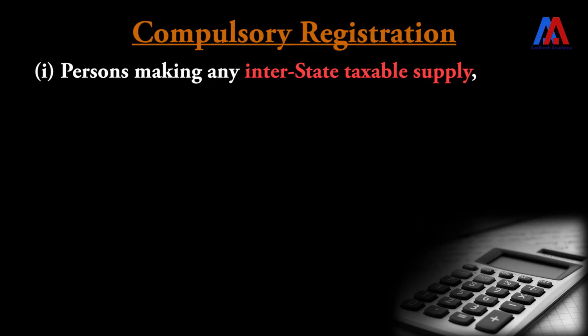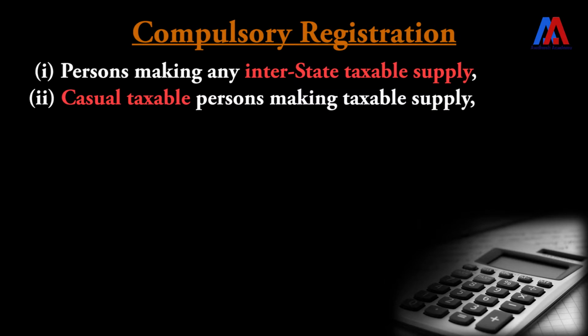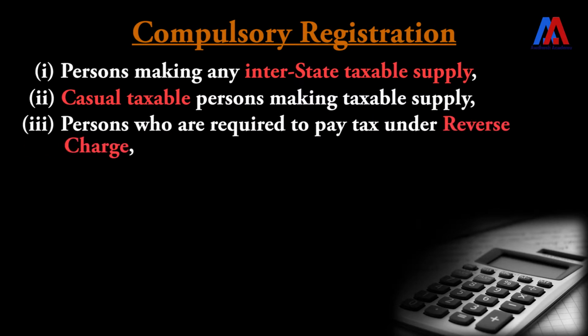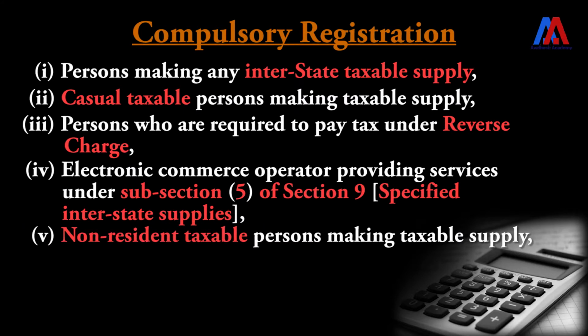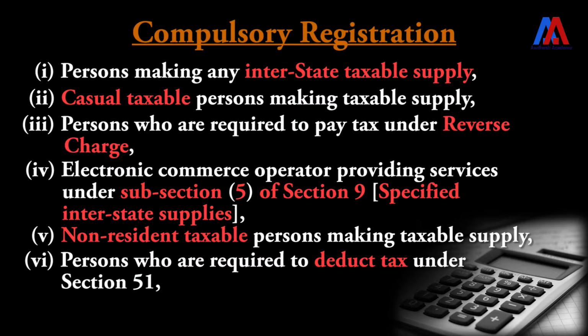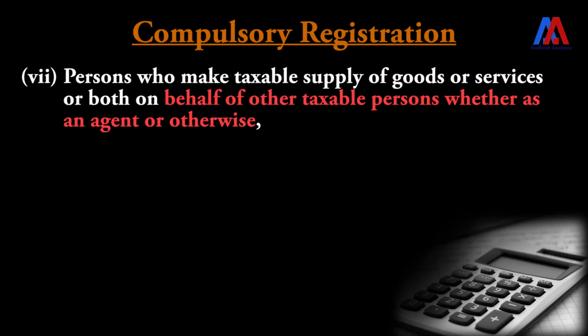The person making any interstate taxable supply has to take registration. Casual taxable person making a taxable supply. A person who is required to pay tax under the reverse charge. Electronic commerce operator providing services under subsection 5 of section 9, that is specified interstate supplies. Non-resident taxable persons who are making taxable supply. The person who is required to deduct tax under section 51, and a person who makes taxable supply of goods or services or both on behalf of other persons, whether as an agent or otherwise. So for an agent there is no limit, you have to take registration compulsorily.